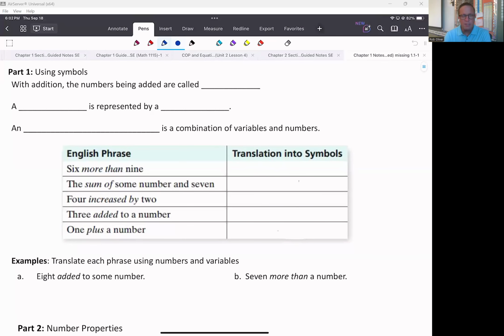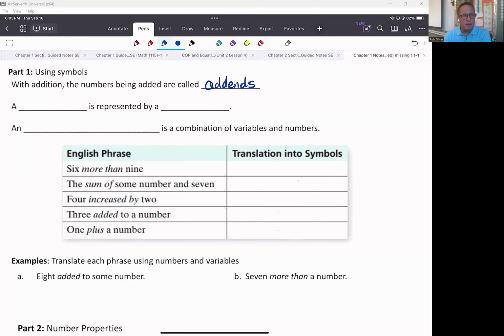With addition, the numbers being added, what we call those are called add-ins. You might not have known that. Yeah, but those are called add-ins. How you say it? Looks like it's got the word add in it, ADD. I don't know if I wrote that very well, but yeah, add-ins, okay? And that's when you're adding those numbers up. Obviously, when you add up add-ins, you get a sum, S-U-M.